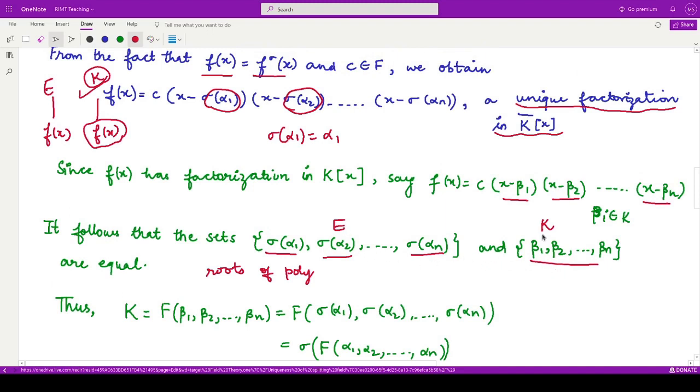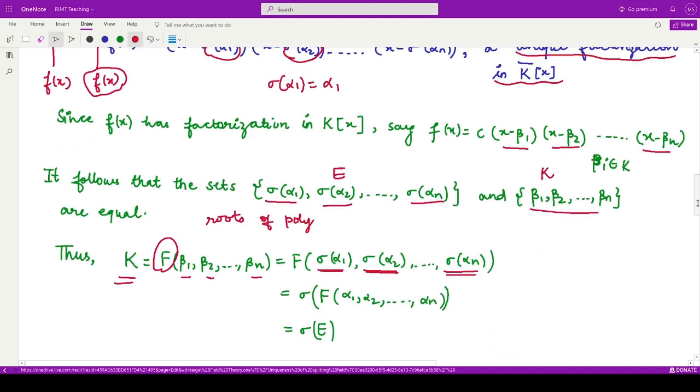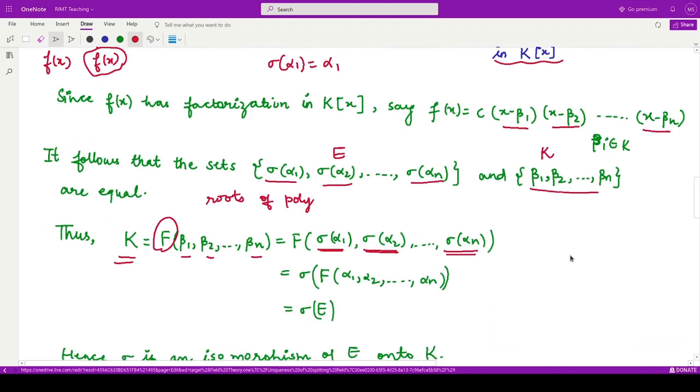They are in E, they are in K. So we can say this K is nothing but the field F where all the roots in K, beta 1, beta 2 up to beta n, have been adjoined to it. Moreover, because these two sets are equal, beta 1 is equivalent to sigma alpha 1, beta 2 is equivalent to sigma alpha 2, up to beta n, which is equivalent to sigma alpha n. Now, because sigma is a homomorphism, it preserves this structure. So we can take sigma common from all these terms, and write this as sigma of F(alpha 1, alpha 2 up to alpha n).